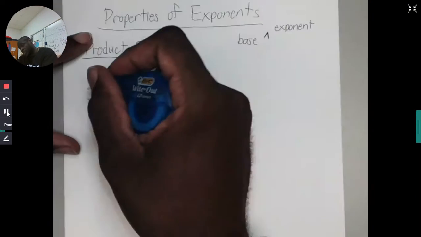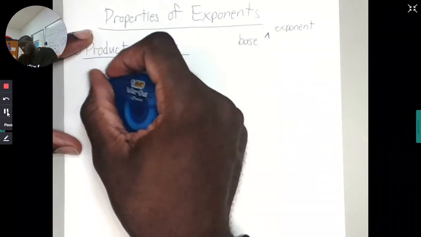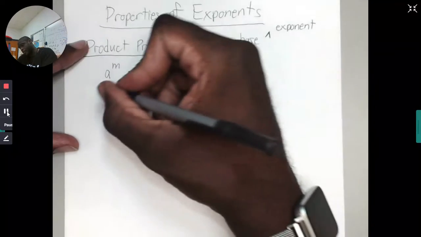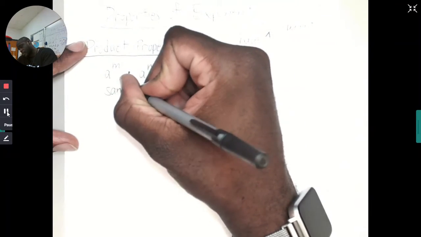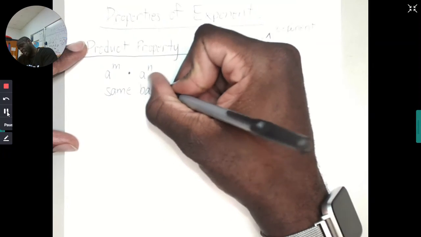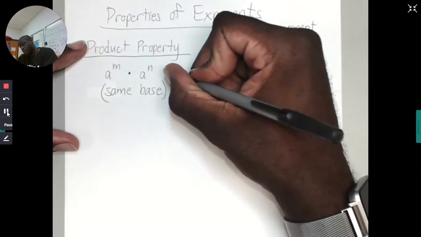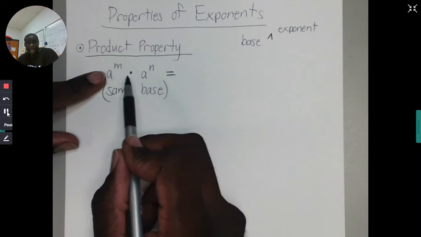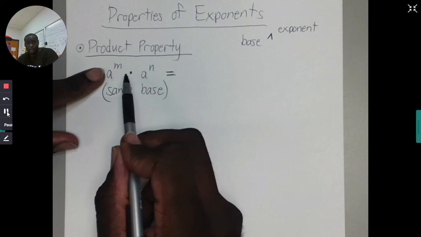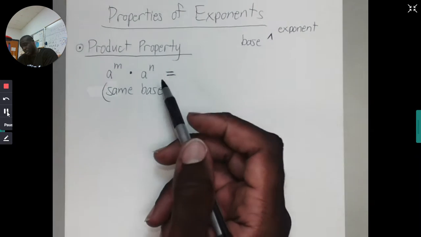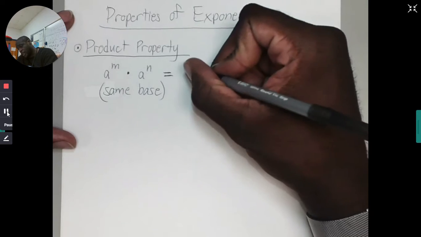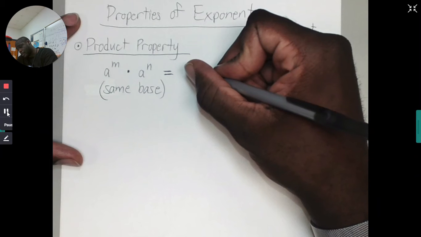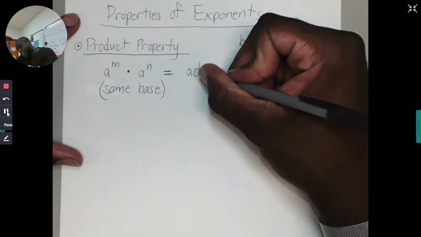If you want to use this particular property, they have to have the same base. So if they have the same base, you can use this property. And in this case, the base is A. A is the base, but again, they have different exponents. So with this one, what you'll wind up doing is add the exponents.